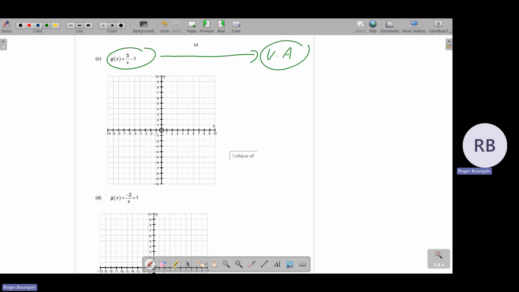So your vertical asymptote is going to be where the function is undefined, which in this case will be at x is equal to 0. So draw in your vertical asymptote. Then you're also going to need your horizontal asymptote, which is always that number at the end. So it's 3 over x minus 1, so your horizontal asymptote is y is equal to -1. Draw in your asymptotes first and label them.